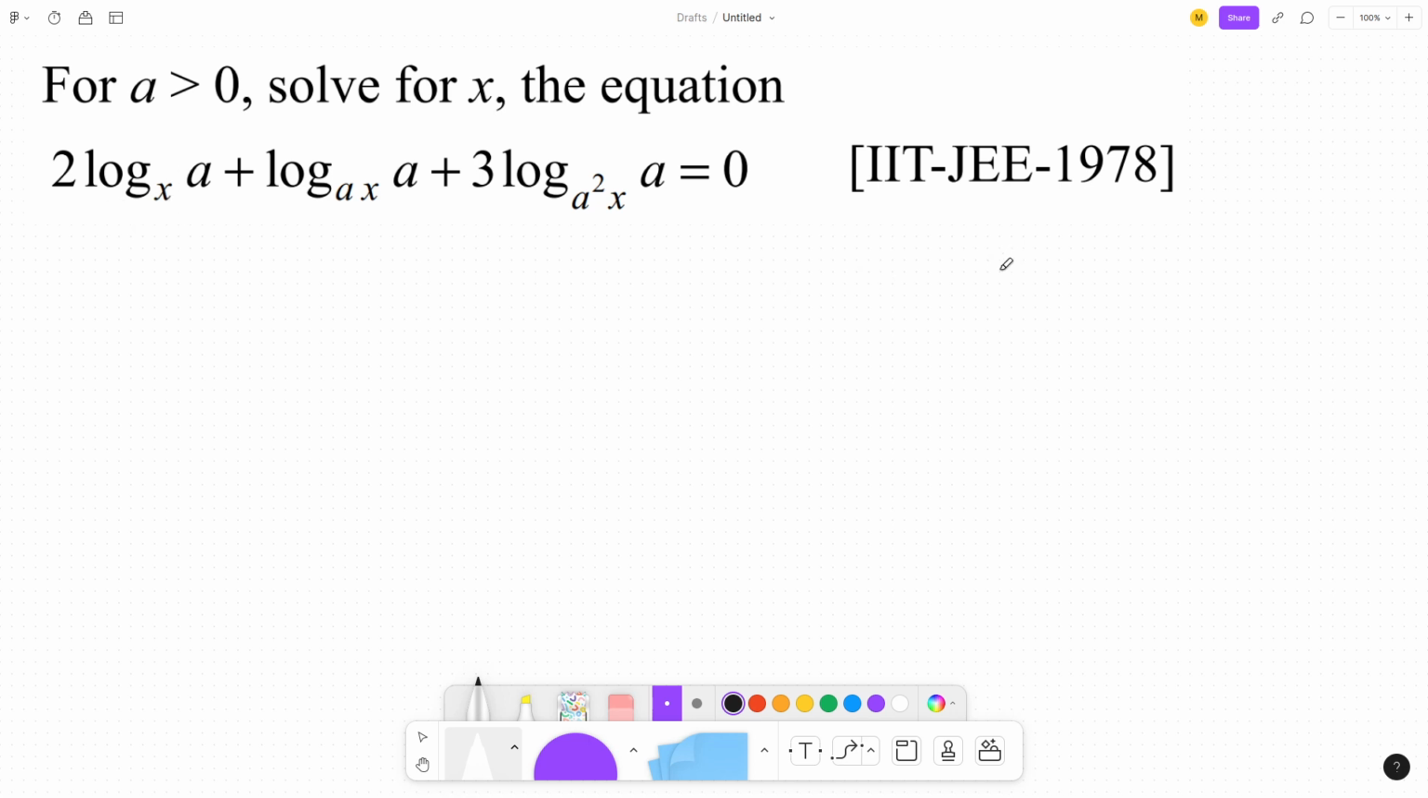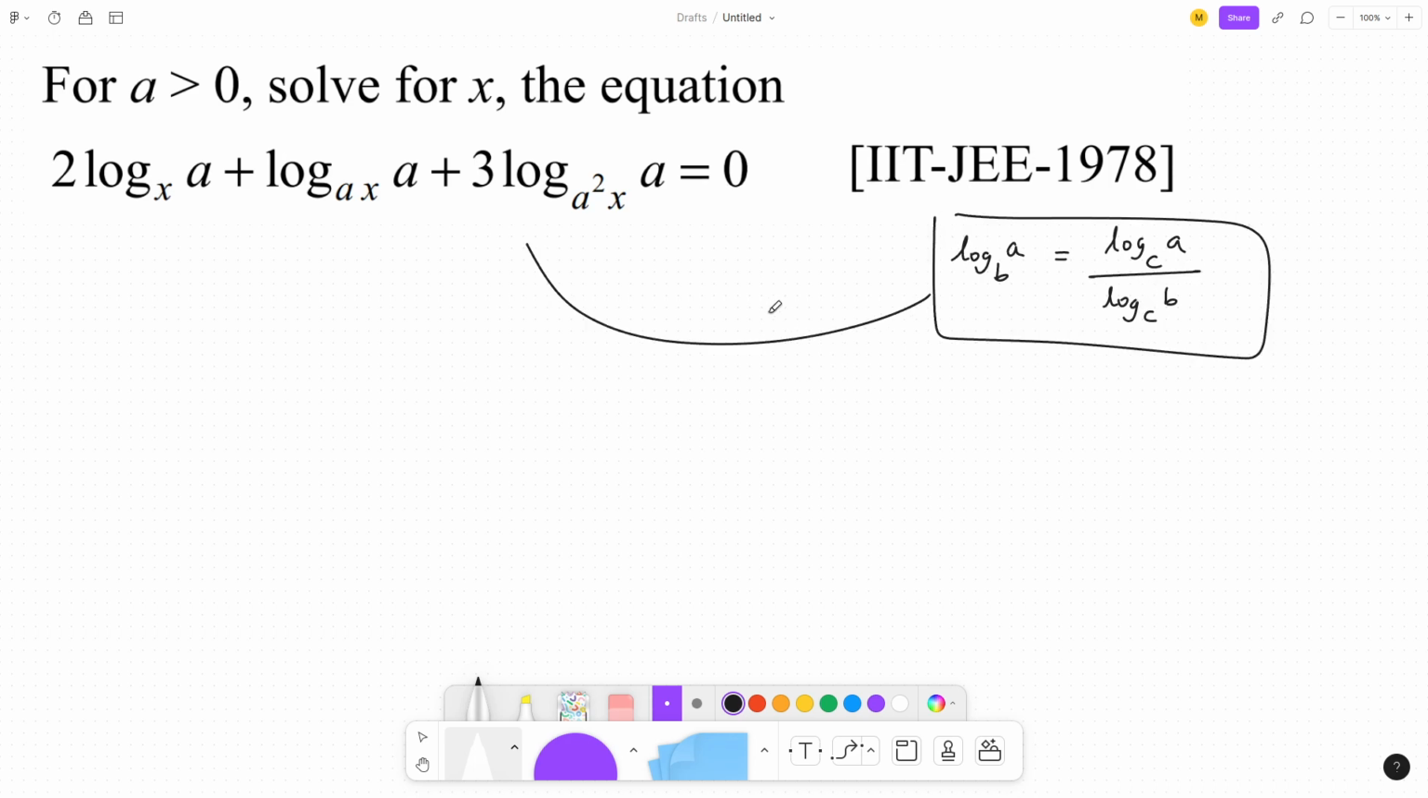You might know this property: if you have something like log of a to the base b, then we can put an intermediate base, let's say base c, so it becomes log of a to the base c divided by log of b to the base c. So you can just introduce an intermediate base like this. This property we can use here.